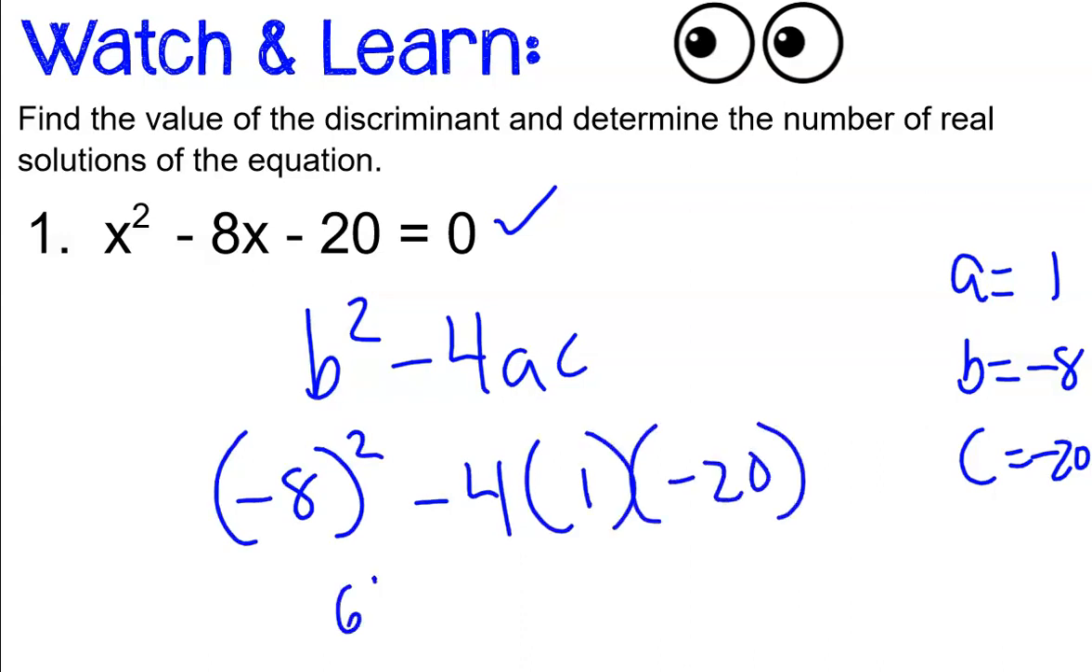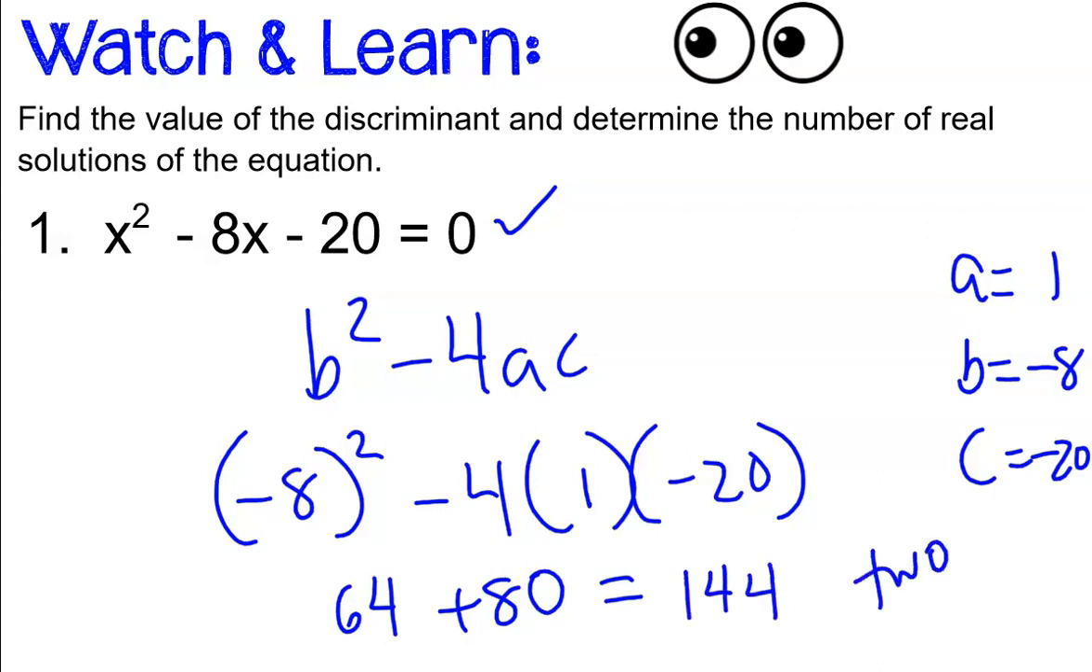So I'm going to get 64 minus 80, or plus 80 actually. Negative 4 times negative 20 is plus 80. And that's going to be a positive answer. Even if I didn't add it up, I already know it's going to be a positive answer. When I add this together, I get 144. And so that means I have two real solutions. So I don't know what they are yet, but there are two of them.